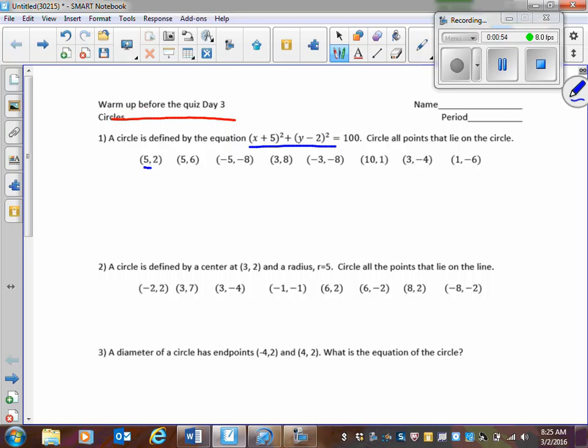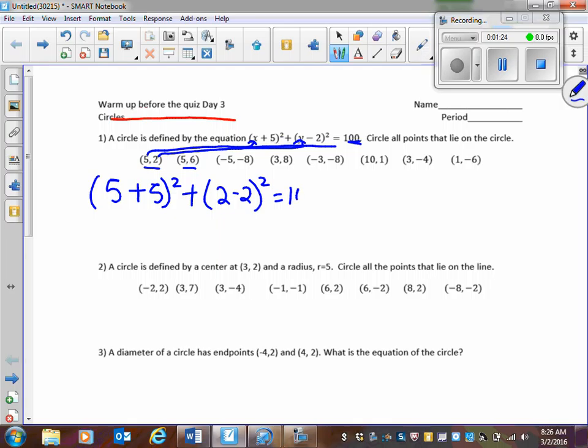The other method is, since they give you the coordinates for x and y, all you do is take the x coordinate, plug it into the x, take the y coordinate, and plug it into the y. Then when you plug in, if the result is 100, that means it lies on the circle. So all I have to do is (5 + 5)² + (2 − 2)² = 100. It has to equal, question mark. I don't know if it does equal 100.